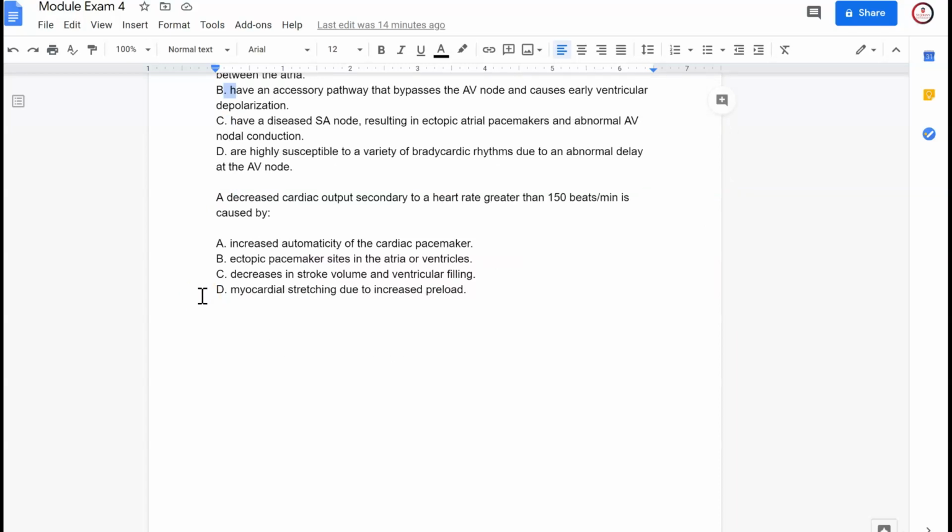Decreased cardiac output secondary to heart rate greater than 150 beats a minute is caused by what? Increased automaticity of the pacemaker? No, it's not affecting the mechanical side. That's just the electrical side. Ectopic pacemaker sites in the atrial ventricles? Again, nothing to do with mechanical. Decreases in stroke volume and ventricular filling? Yes. Myocardial stretching due to increased preload? No, because if you have increased preload to a certain extent, the output should also increase. The best answer here is C. Decreases in stroke volume.